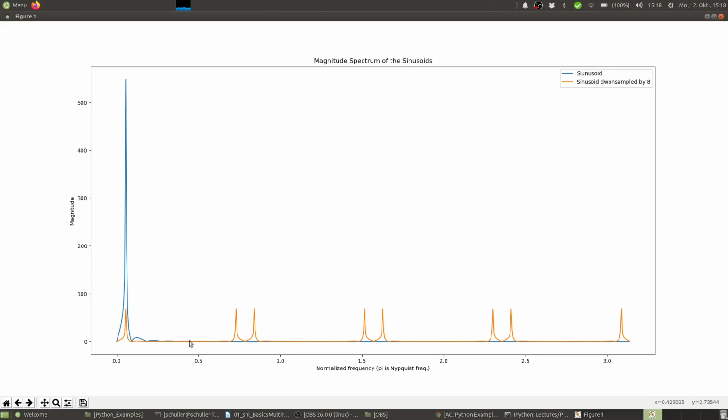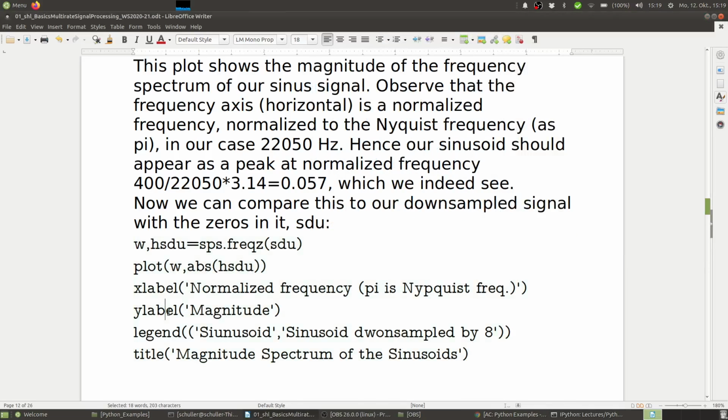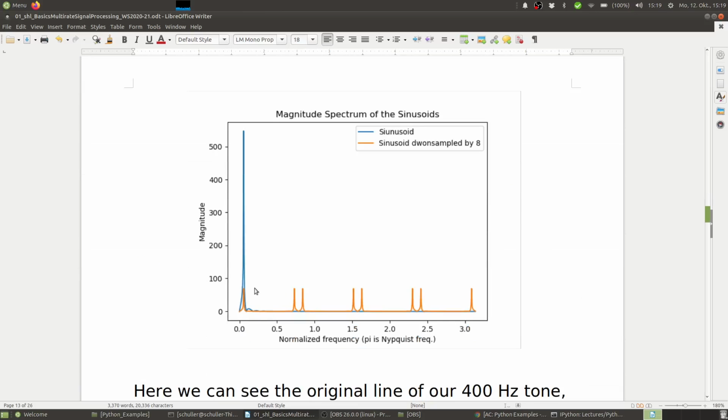So the entire thing is shifted by 2 pi over 8. And you can see here the spectral copies. And you can also see that the original sinusoid is much weaker because now the energy is distributed also over the spectral copies, and also we only keep every 8th sample, which means we lose most of the energy of our signal, and that's why this is so much lower. Yeah, so this is what we got.